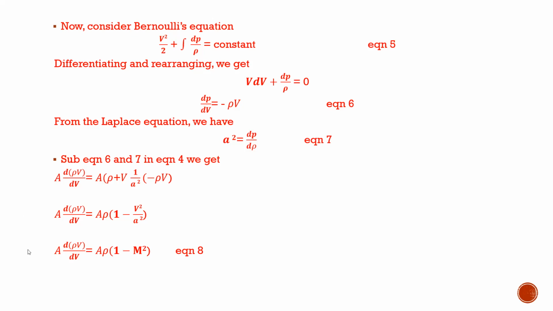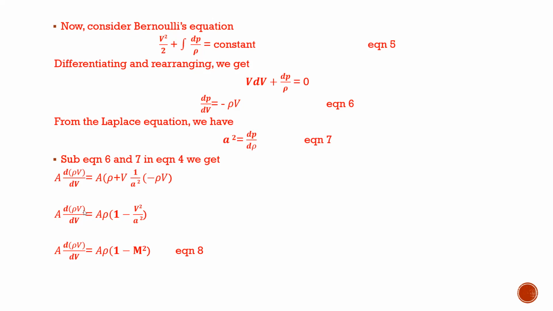By substituting these equations, equation 4, equation 6 and equation 7, into the first equation, which is A into d rho by dV plus A into rho plus V into d rho by dV, in the place of dp by d rho we are substituting the equation of a square, so here we get 1 by a square. The equation becomes A into d of rho V by dV equals A rho into 1 minus V square by a square, taking A rho as common.